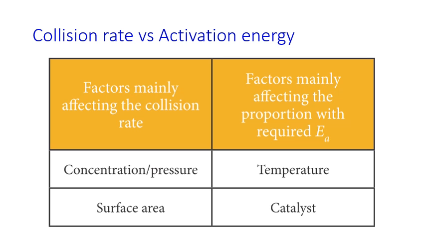In terms of the difference between collision rate and activation energy, the factors that mainly affect collision rate are the concentration and pressure of the particles undergoing the reaction and the surface area of solid reactants in the reaction. The factors mainly affecting the activation energy are the temperature of the reaction and also catalysts, which we'll look at each of these individually.